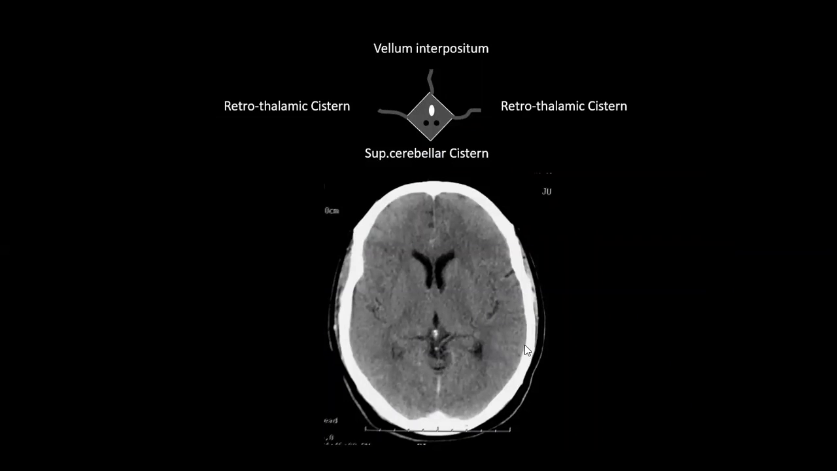This image we always find in the exam, and we have to describe it: the anterior velum interpositum cistern, the posterior superior cerebellar cistern, and the lateral retrothalamic cistern on both sides. This is a calcified pineal gland.